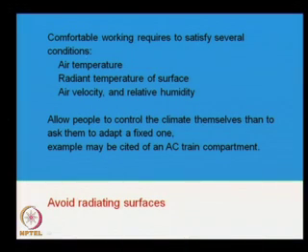Comfortable working requires satisfying several conditions like air temperature, radiant temperature of surface, air velocity and relative humidity. It is better to allow people to control the climate themselves than to ask them to adapt to a fixed one. An example may be cited of an air conditioned train compartment.